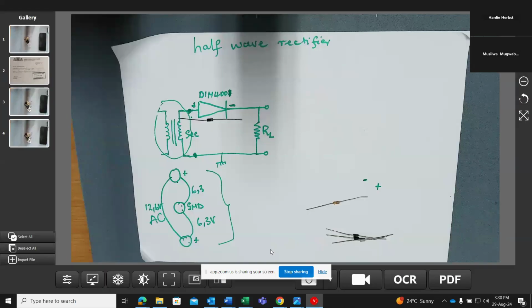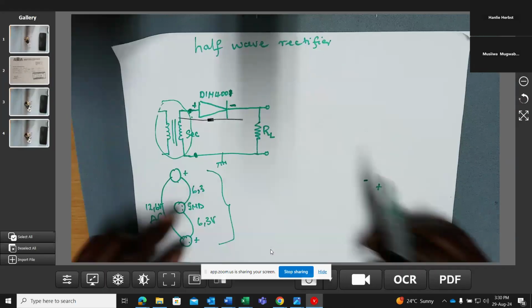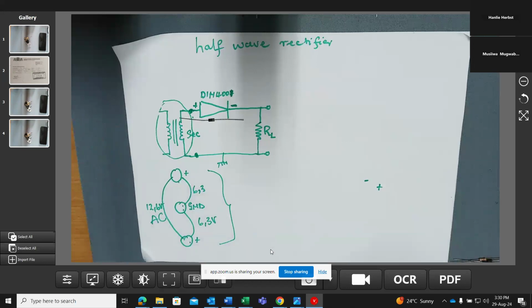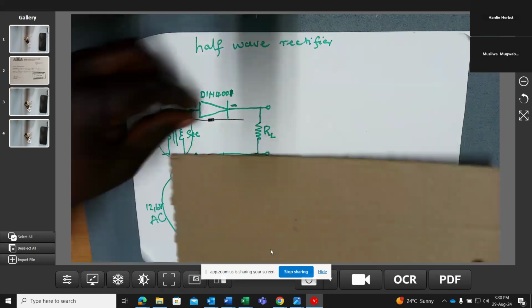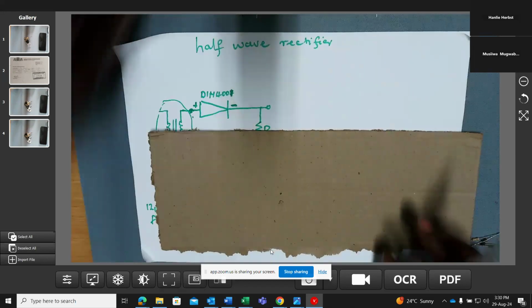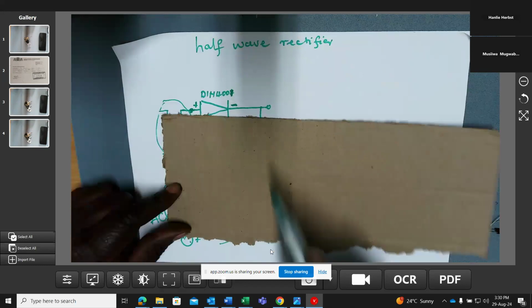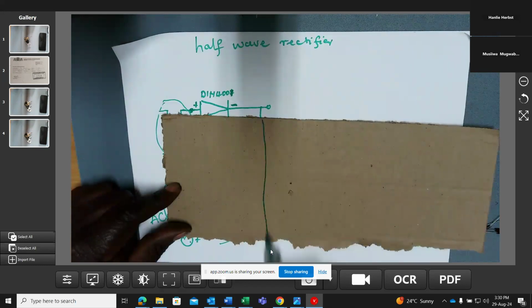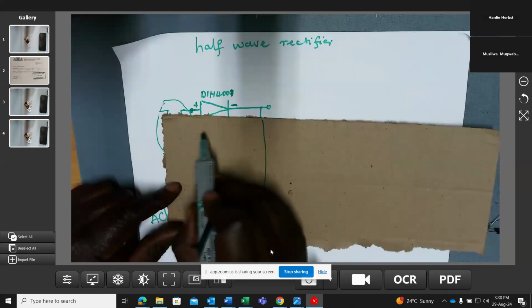Now you're going to connect in this way. It simply means that when I look at my circuit, I'm going to use this piece of chopped cardboard so that you can see. Now, this is what you find in the lab.